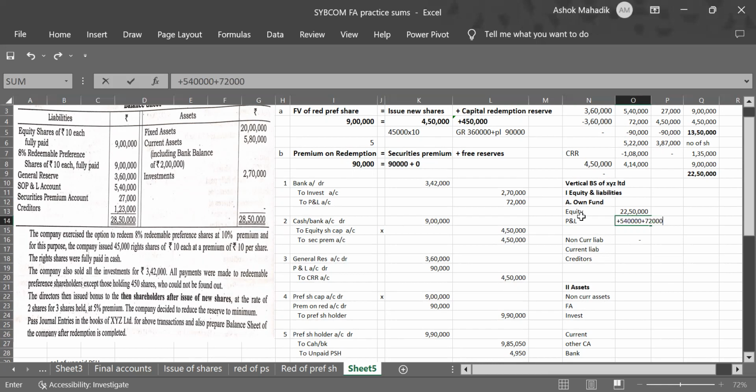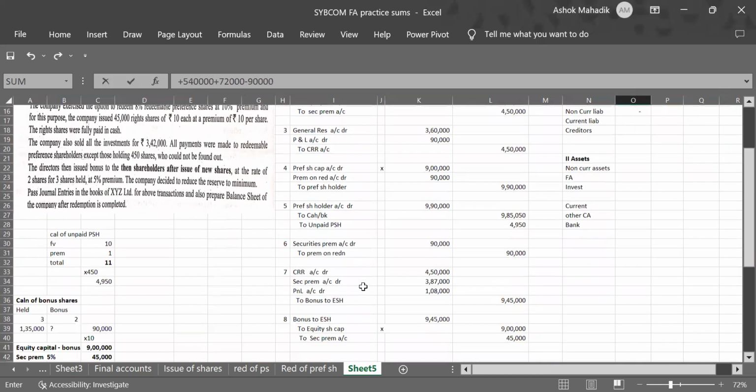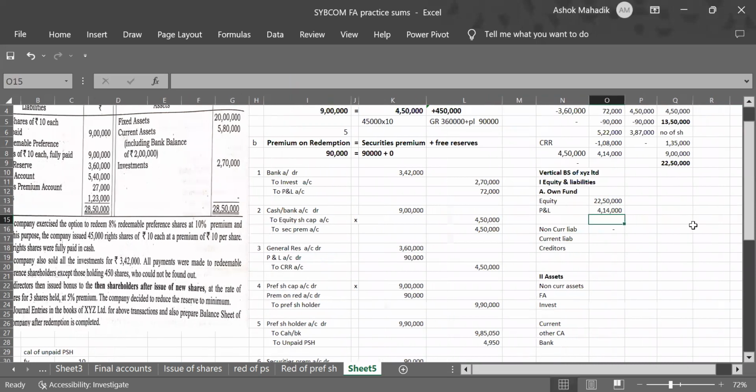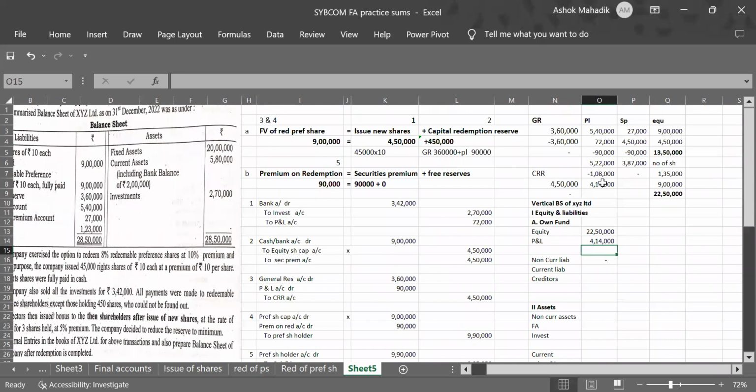Then again P&L, just scroll up. In the second entry it is not there. In the third it is debited, that is utilized, so minus 90,000. Fourth it is not there, fifth not there, sixth not there. In the seventh, debit means utilize, 1,08,000. I'll write minus 1,08,000. So 4,14,000. Just check our working note above. See what is the closing balance, 4,14,000. So that is the simplest way to write the closing balances in your balance sheet.